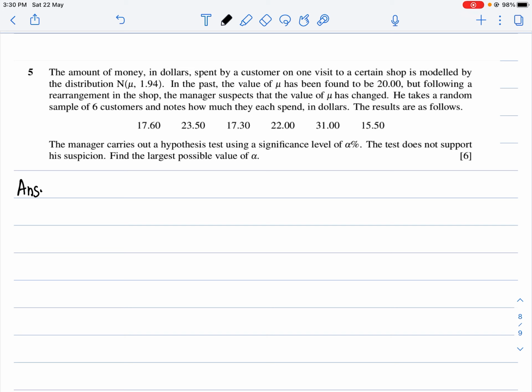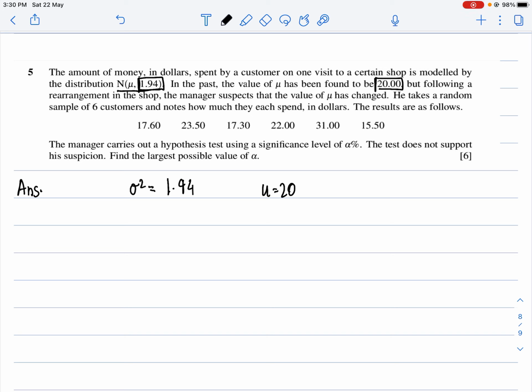This is the fifth question of the paper. The amount of money in dollars spent by a customer on one visit to a certain shop is modeled by a normal distribution. They have given us the variance here, which is 1.94. I always suggest that you write all your information down so that you are clear with everything. In the past, the value of the mean has been 20. So I can say my mean is also 20, which is the first claim.